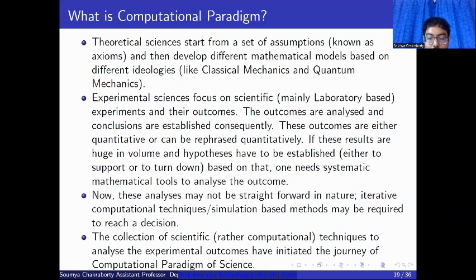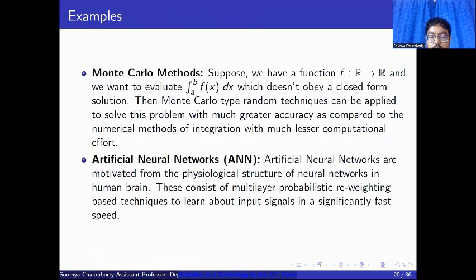And this actually initiates the journey of the computational paradigm of science. Let us understand by two examples. One is the Monte Carlo method. So suppose there is a function f on the real line, a real valued function, and we need to evaluate the integral a to b f(x) dx. And we know that for many functions f it does not obey any closed form solution. Then what we can do, Monte Carlo is a random technique which simulates random variables and takes the mean of this function f evaluated at those random samples to evaluate this integral a to b f(x) dx.